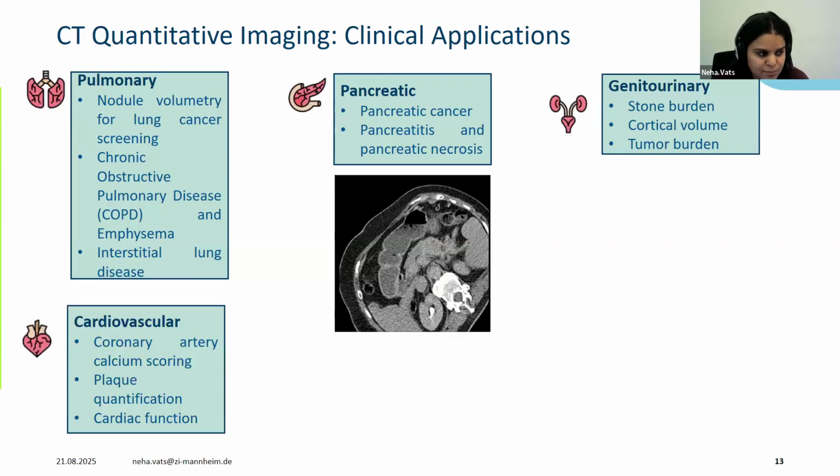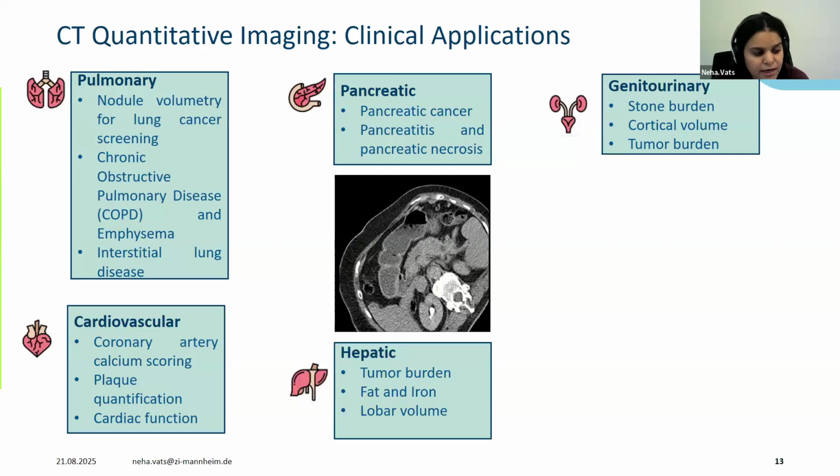In the cardiovascular applications, for coronary artery calcium scoring, for plaque quantification, and for cardiac function, CT quantitative imaging can be used. In hepatic, the liver, to measure fat, to measure iron inside the liver, for tumor burden, for lobular volume, we can use CT quantitative images.